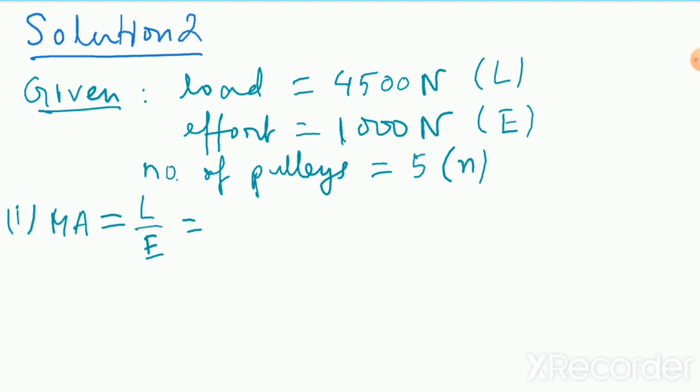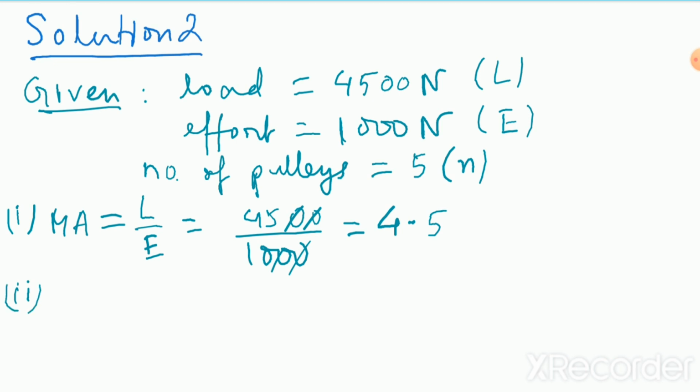So load is 4500 by effort, which has been given as 1000. Two zeros cancel and the answer turns out to be 4.5. Mechanical advantage has no unit as it is a ratio of two similar quantities. Second part, velocity ratio. We can calculate velocity ratio from the given number of pulleys. It is equal to n, and that is equal to 5.